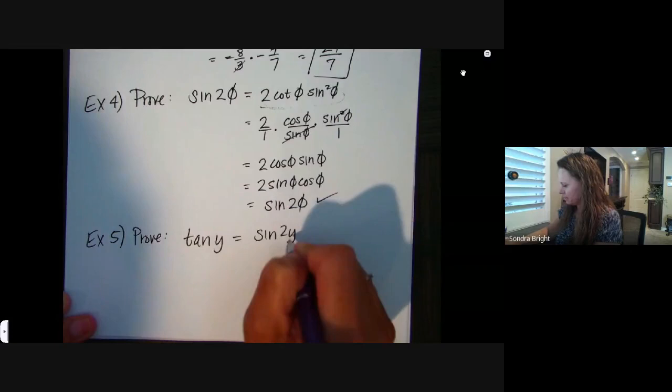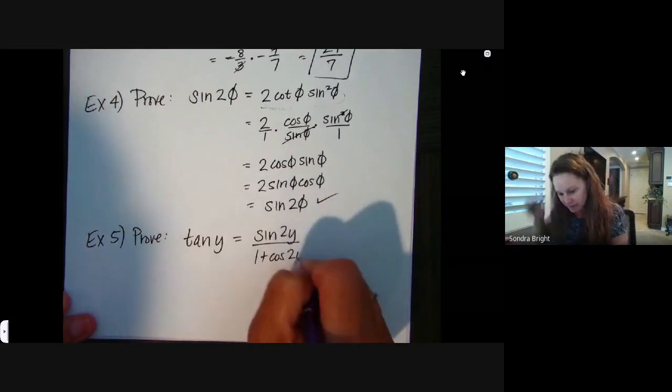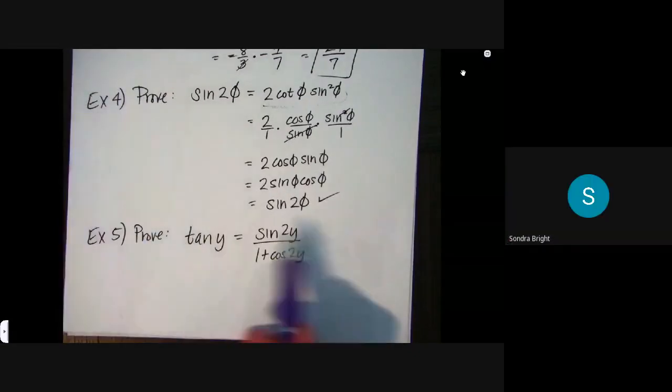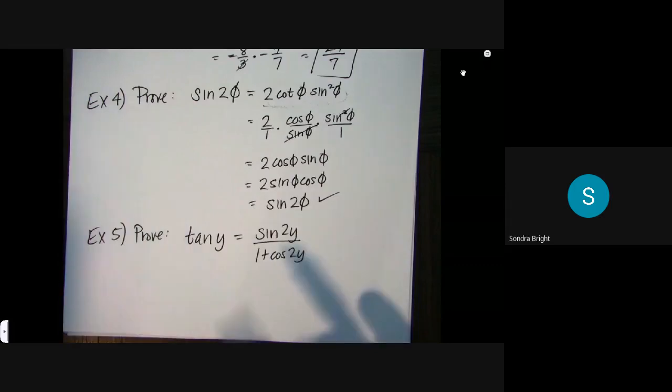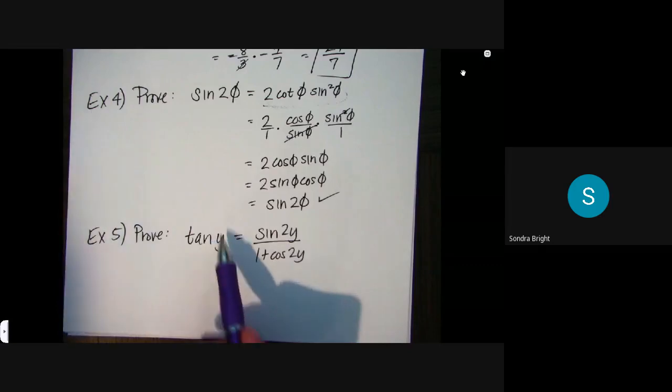All right, how about let's prove that tangent of y is equal to sine of 2y divided by 1 plus cosine of 2y. Okay, well, definitely working on the right-hand side because that's the more complicated side. Notice that both of these guys are double angles, right? 2y, cosine of 2y versus the left-hand side, which is just one angle. It's not the double angle, it's the regular one.